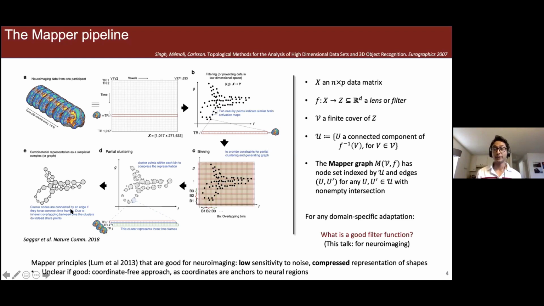For any kind of domain-specific application of mapper, it is very crucial to figure out what is a good filter function to use. And that's going to be the purpose of this talk today, to try and find good filter functions for neuroimaging. We also know that certain mapper principles are really useful for neuroimaging. One is that a mapper graph has very low sensitivity to noise, which is good because the data is very noisy, and it produces a compressed representation, which is good for clinicians who want to really understand what they're looking at.